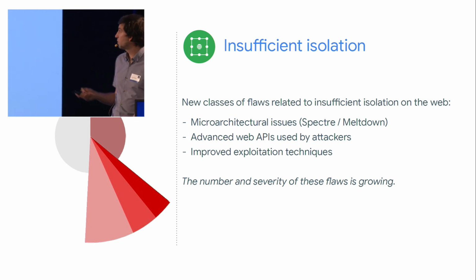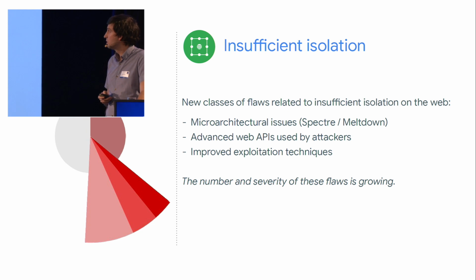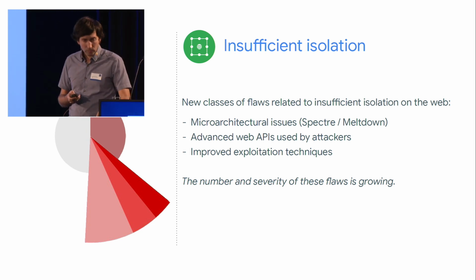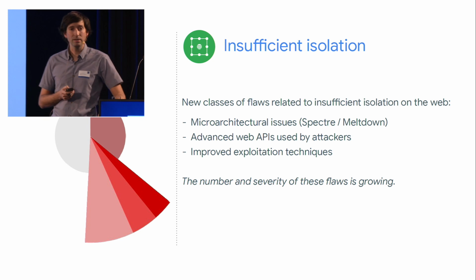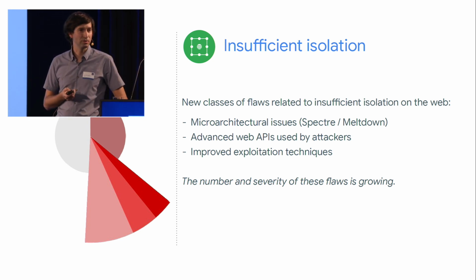As I said, there are also very interesting new classes of vulnerabilities here. Now in web security, we also have to deal with vulnerabilities in the microarchitecture of processors, which is interesting, right? Like Spectre and Meltdown. And the web platform offers a lot of advanced APIs, which are really great, especially to help developers shoot themselves in the foot.